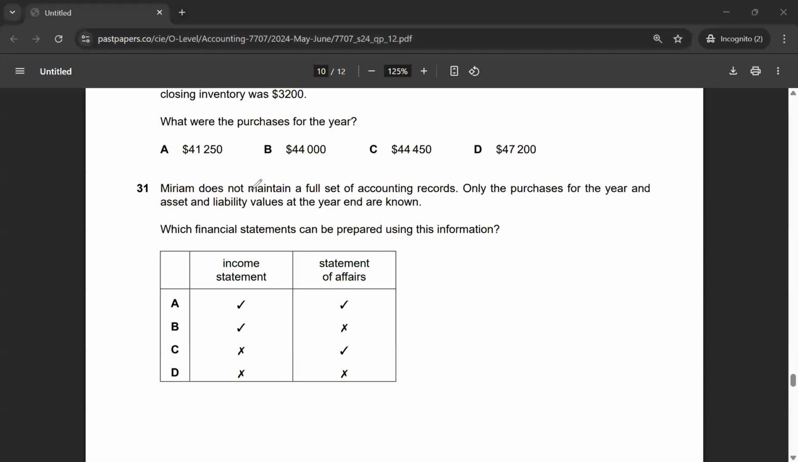Multiple choice 31, Mariam does not maintain a full set of accounting records. Only the purchases for the year and asset and liability values at the year end are known. Which financial statements can be prepared using this information? So only asset and liability are known. In terms of income statement, we only know purchases. We do not know revenue and expenses. So income statement cannot be prepared. So option A and B are incorrect for sure. The correct answer will be option C, because we know asset and liability. So statement of affairs can be prepared, but not income statement. So the correct answer for multiple choice 31 would be option C.